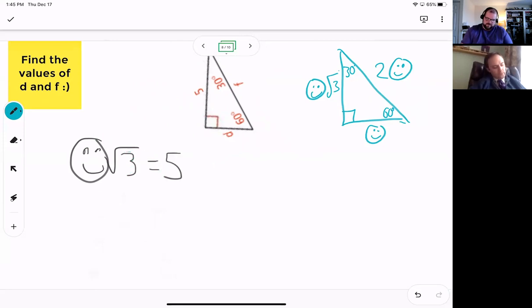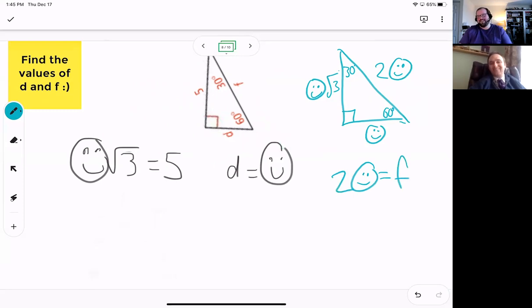Now, I'm going to note that D is going to be smiley face. And 2 smiley face is F. So I want to note those things. So if I can figure out what smiley face is, then I can do the problem, no problem.